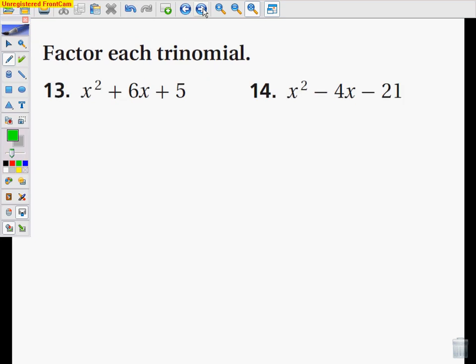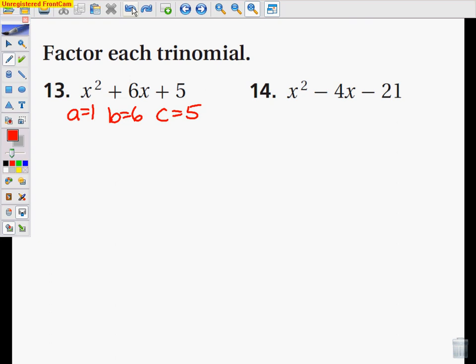All right, here we're going to factor trinomials. So always look to see if you can factor out a GCF first. In problem number 13, you can't. We see that here a is 1, a is the number in front of x squared, b is 6, b is the number in front of x, and c is 5. 5 is the constant. When a is 1, what you're looking for are 2 numbers that multiply together to give you c, but at the same time add together to give you b.